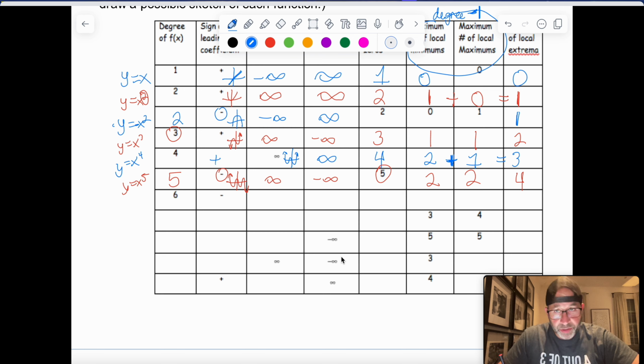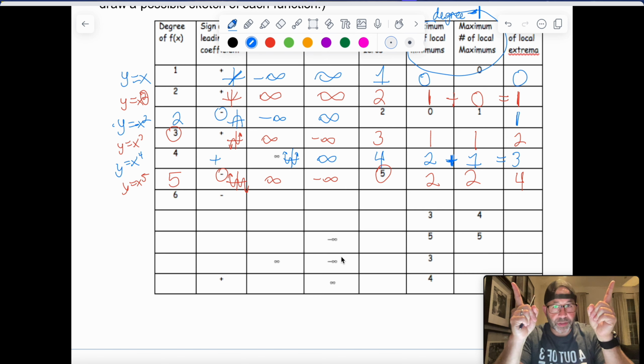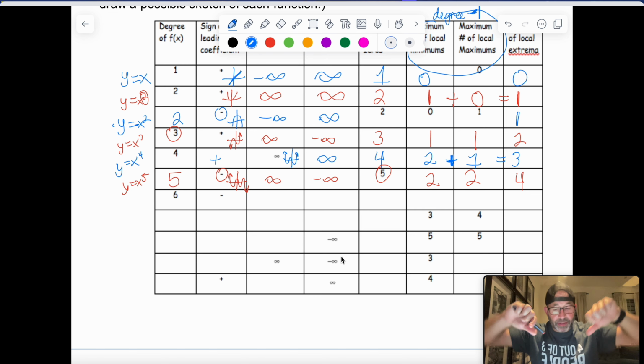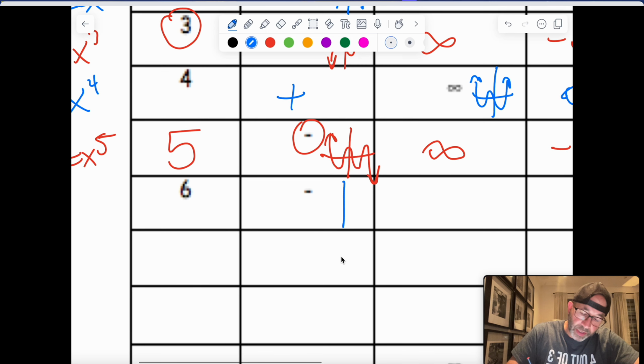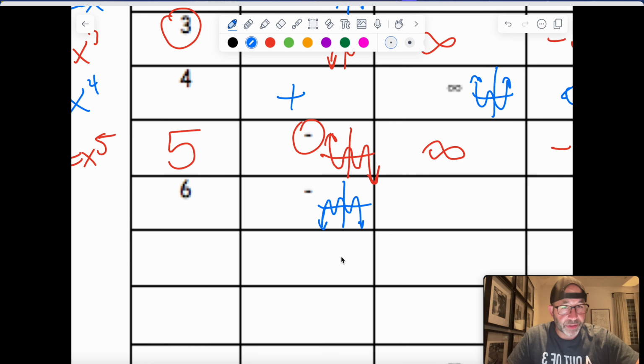We've got 6 for the degree. So that tells me that it's going to be an even function, so it's going to look like this. But right away, there's a negative in this one, which means now the graph is going to look like this. So what's that going to look like? Well, 6 zeros. You ready? There's 1, 2, 3, 4, 5, 6. 6 times across the x-axis there.